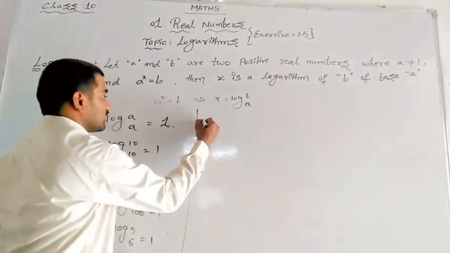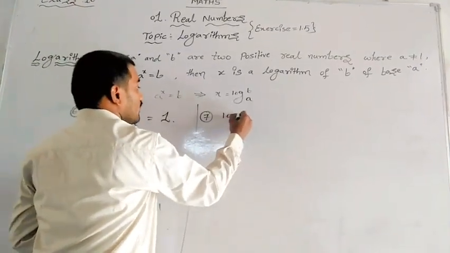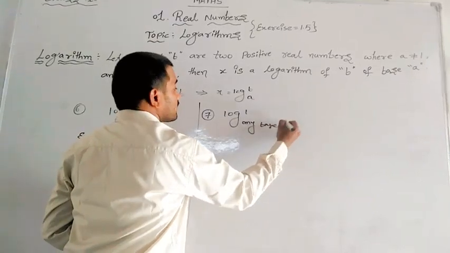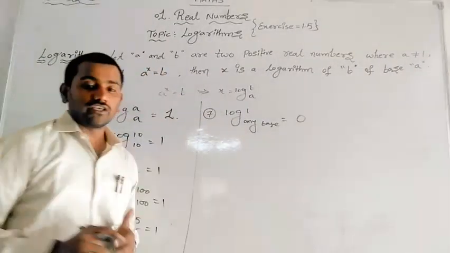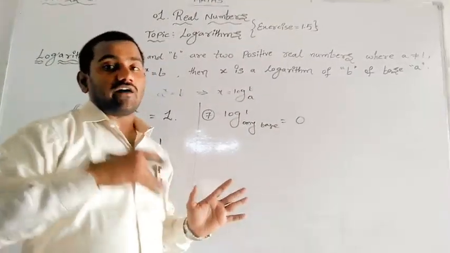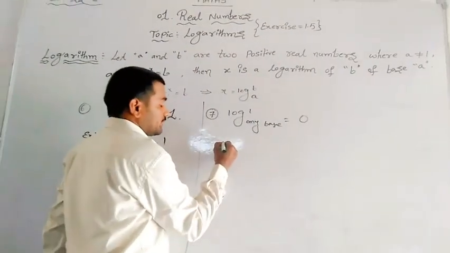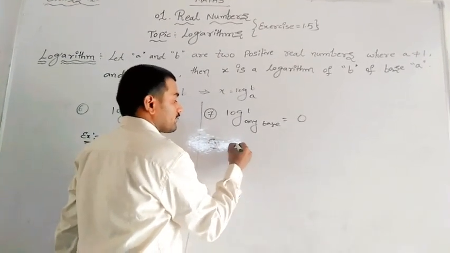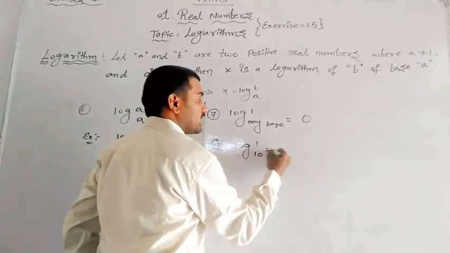Let's see the next, the seventh one, is that log 1 of any base is equal to 0. Log 1 of base 10, whatever. For example, log 1 of base 10 equal to 0.